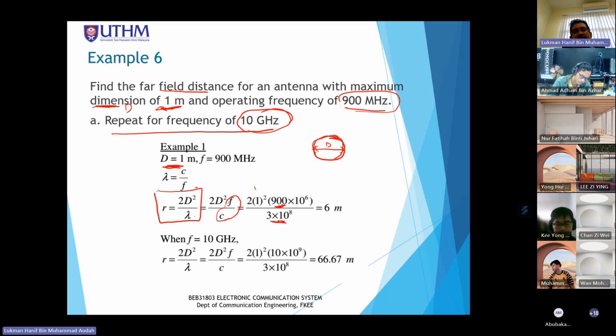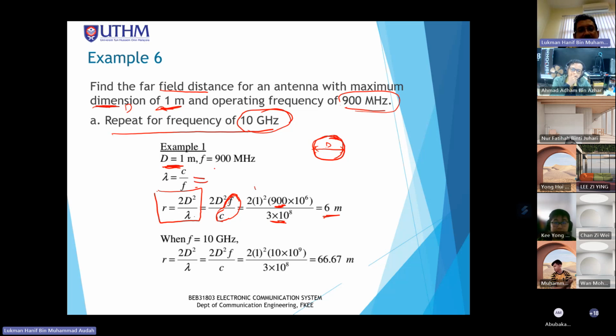Okay, so you're gonna get 6 meter. Okay, so class, don't be confused with this part. If you divide with lambda, if you divide with c over f, that means you're gonna multiply with f over c, like this. So this is just mathematics. So you put inside the value. If you don't want to be confused like this, you can solve this parameter first, c over f.